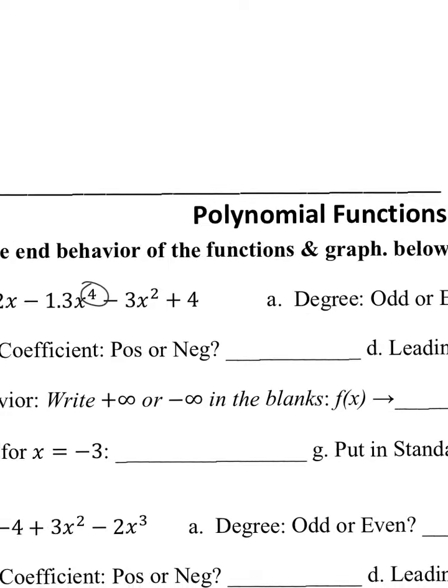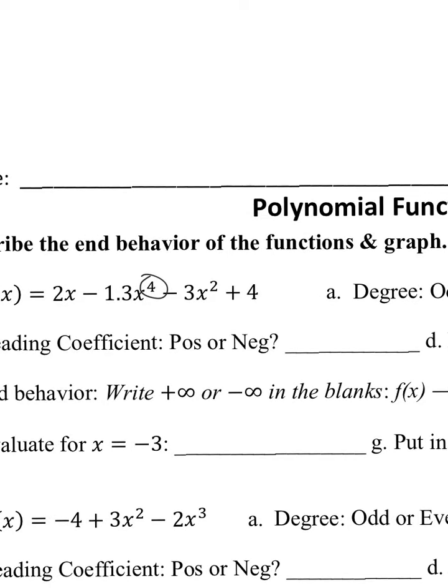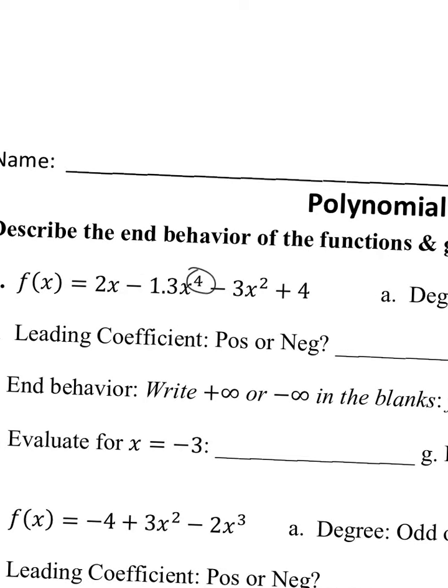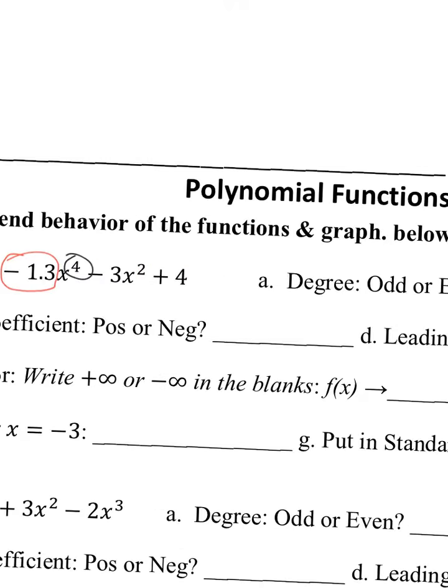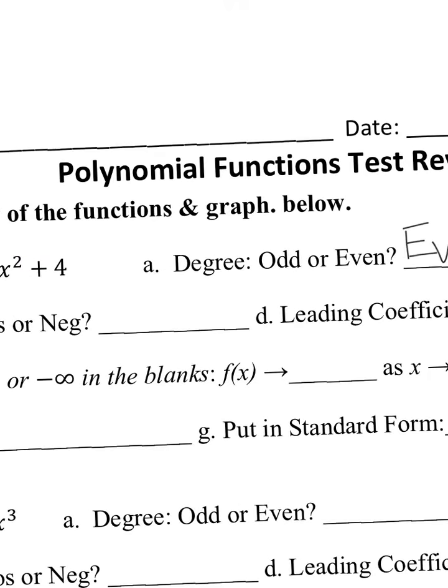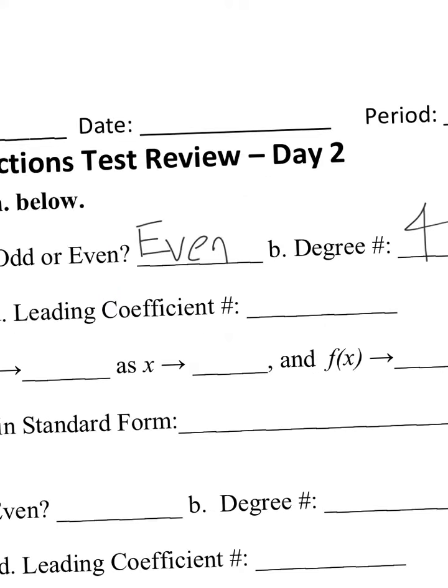Alright, the next thing is the leading coefficient. What's the number and is it positive or negative? That's this right here, negative 1.3. Whatever's in front, the big number in front of your degree term is your leading coefficient. So I'm going to write negative, and then I'll write the number itself right here, negative 1.3.